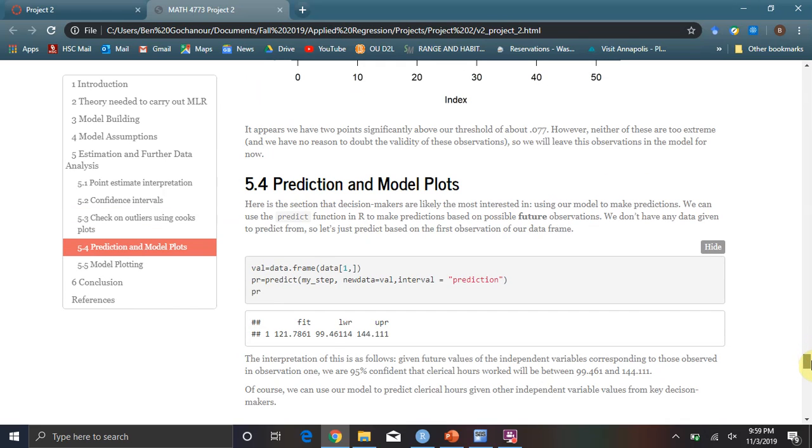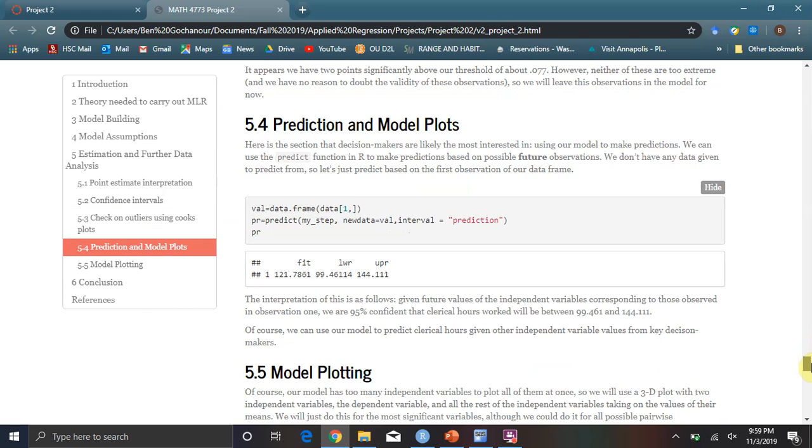Here we do some prediction. So we use the predict function. And importantly, we should note that this is predicting a future value. So this is based on a future value where the independent variables take on the values they do in our first observation. So we get this confidence interval here and the appropriate interpretation. Of course, this is going to be very useful for decision makers who are trying to use our regression to predict certain things.